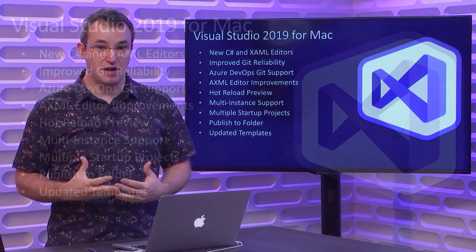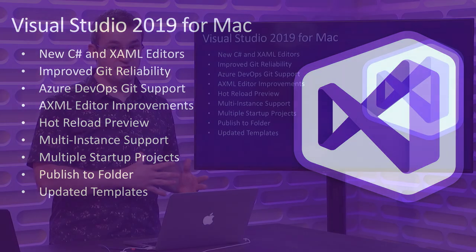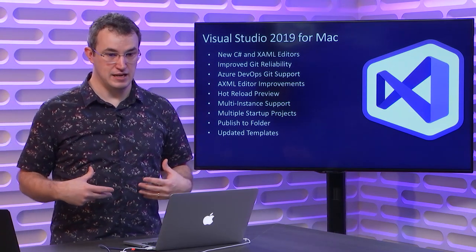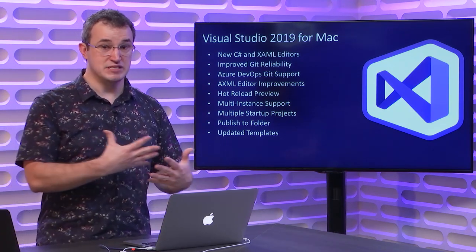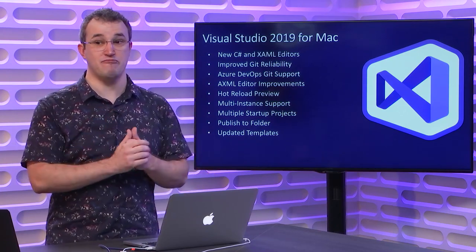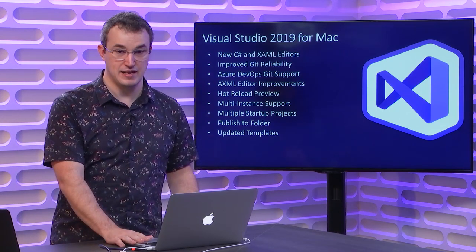Of course, this is built upon the solid foundation of Visual Studio 2019 for Mac. That includes updates such as the new C# editor and the new XAML editors, improved Git reliability, updated templates, publish your folder, and all sorts of other improvements as well. So not only does 8.3 represent a major step forward in web development and in .NET Core development on VS for Mac, but it's built on top of this great release with new editors, new native editors. We can get right into those because I can't wait to show you all the neat stuff that they include.